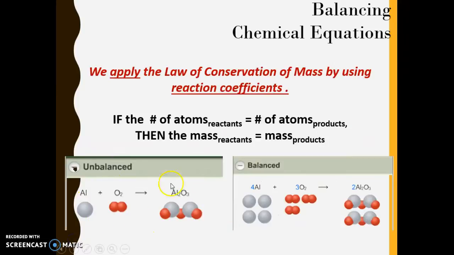So here's the same reaction that we were just looking at on the previous slide. This is the unbalanced one over here on the left-hand side. Over here on the right-hand side, this is the balanced form of the equation. And you can see those coefficients out front. So there's a 4 in front of aluminum, a 3 in front of the O2, and a 2 in front of the Al2O3. So we apply the law of conservation of mass by using these reaction coefficients so that we know that we have the same number of atoms on each side. Because if the number of atoms of reactants equals the number of atoms of products, then the mass of the reactants has to equal the mass of the products.